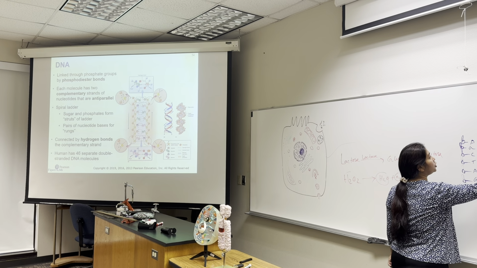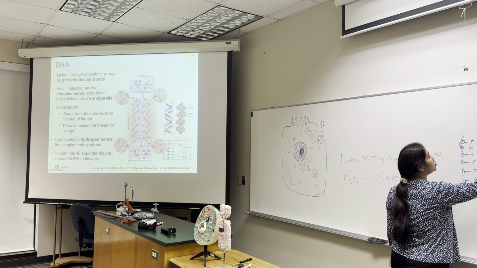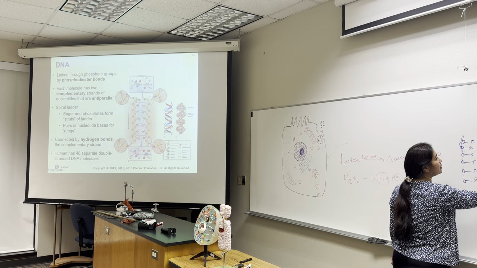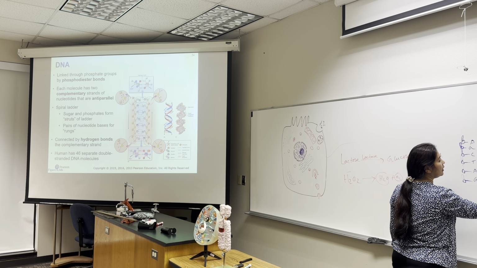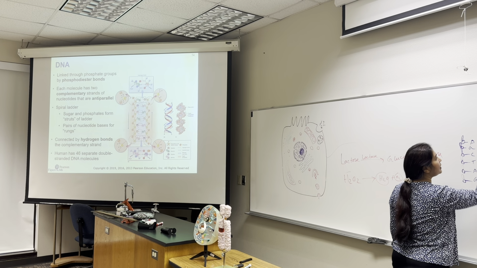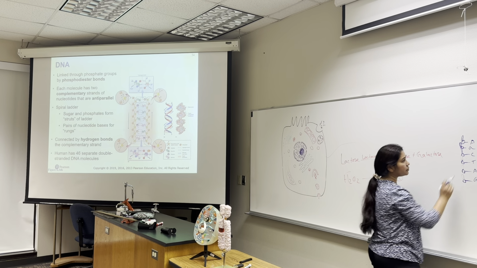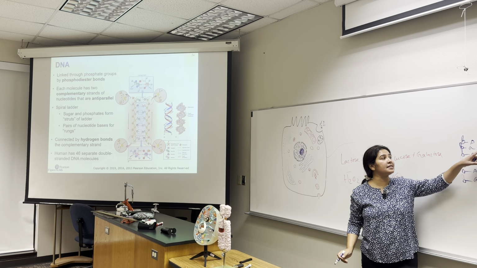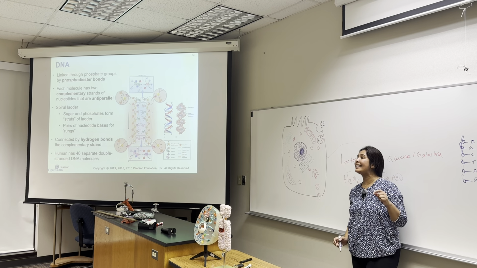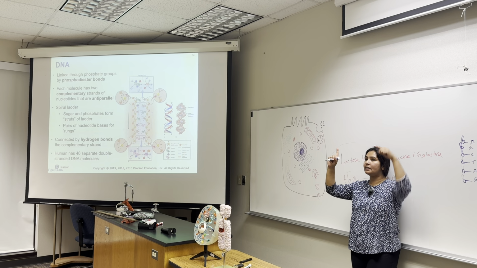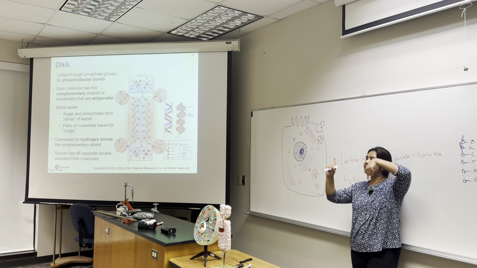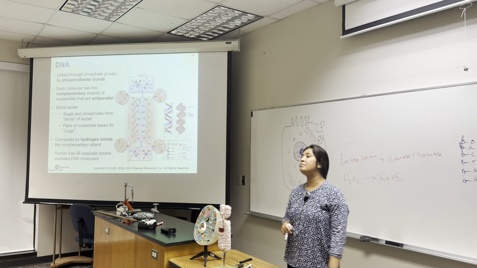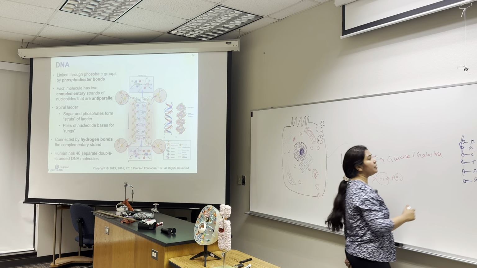Another strand is actually opposite. They have the phosphate here, the phosphate here. What does that mean? It means that you have 2 strands. These 2 strands are anti-parallel. One is going this way, another is coming this way. They are anti-parallel, and they are also complementary.